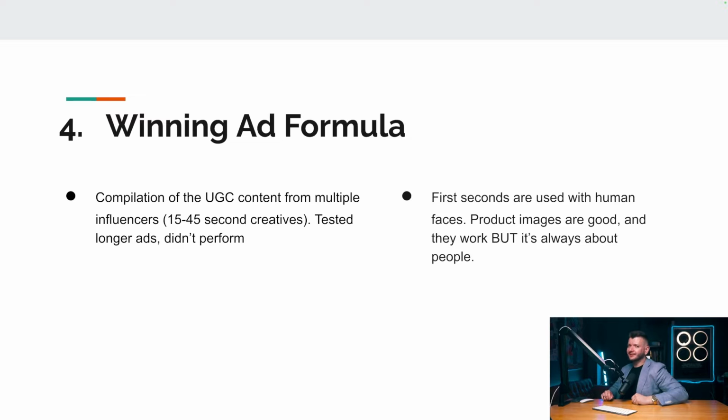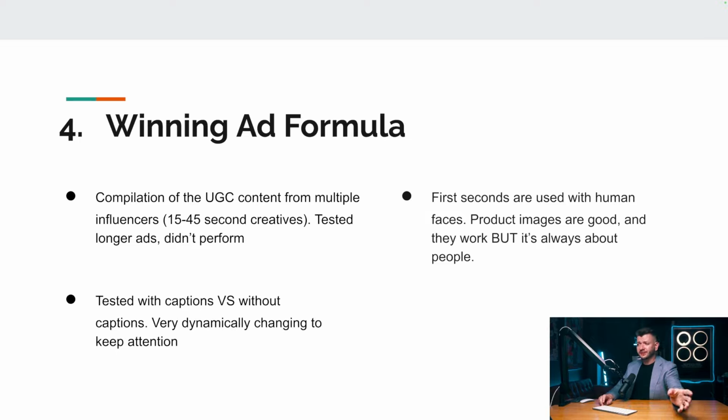I know a lot of brands and I see a lot of brands that are utilizing images of their product. No one cares about your product unless you're Coca-Cola or something. For us, if we have to convince people, we have to use people to convince other people. We're utilizing a lot of people in the ads in the first 3 seconds and also throughout the video.